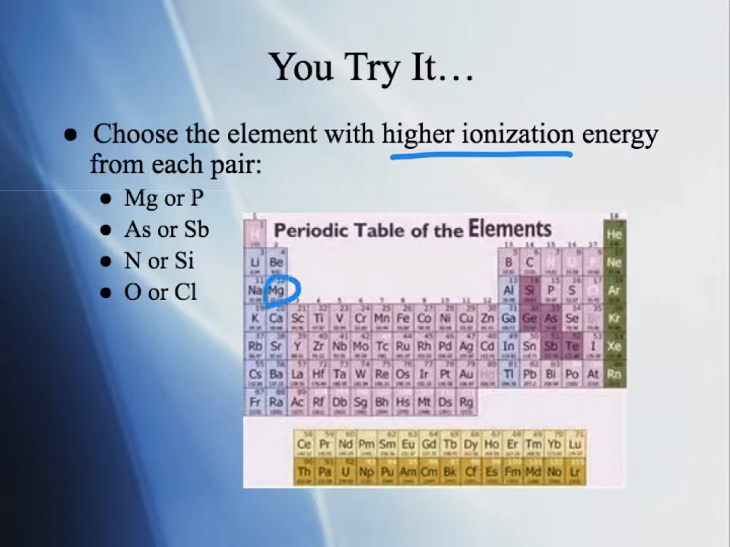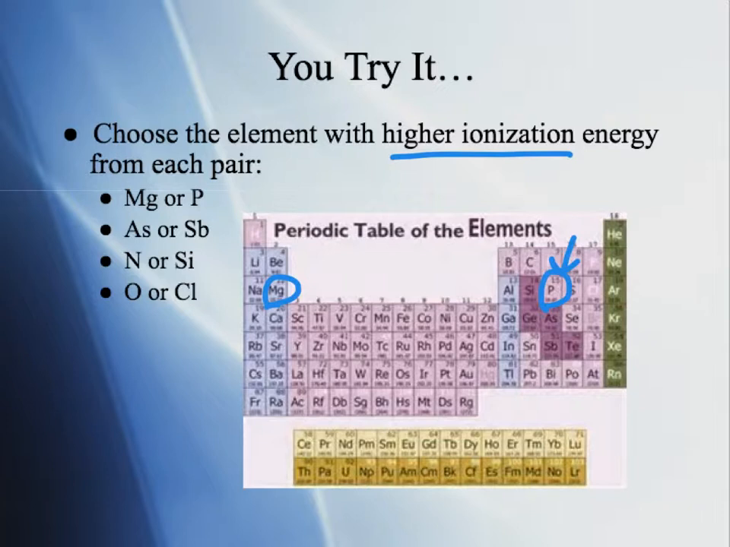Let's start with magnesium versus phosphorus. Remember we just said that as you go across, ionization energy increases, because they get closer and closer to those noble gases and want to gain electrons to become like the noble gas. So which one has higher ionization energy? Well, phosphorus does. He's closest to the noble gases. He has to gain electrons rather than lose electrons. Magnesium is also close to the noble gases, but he gets to be like the noble gases by losing electrons. Ionization energy is the energy to lose an electron, so it's going to be super low.